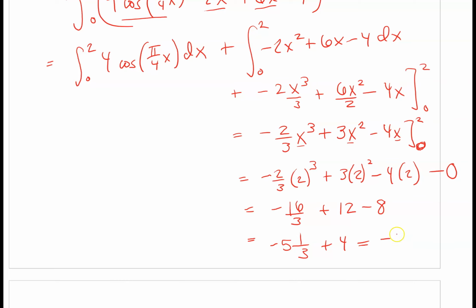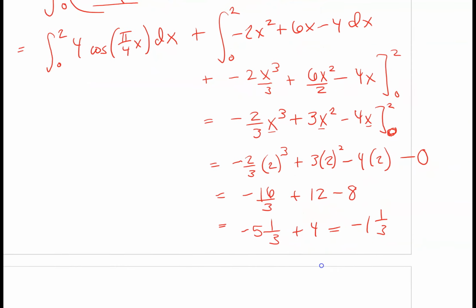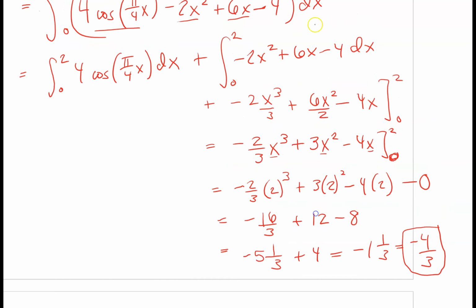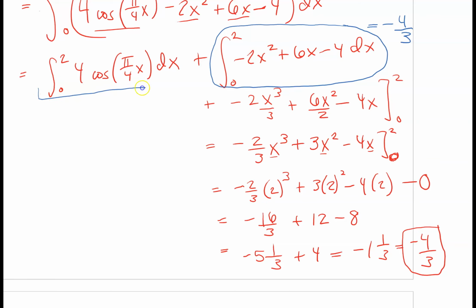So I end up with -1 and 1/3, or we can think of that as -4/3, either way. So this number is the value for this part of the integral. So we know that this part of the integral equals -4/3, and once I'm done evaluating the other part, I will add it to the -4/3.